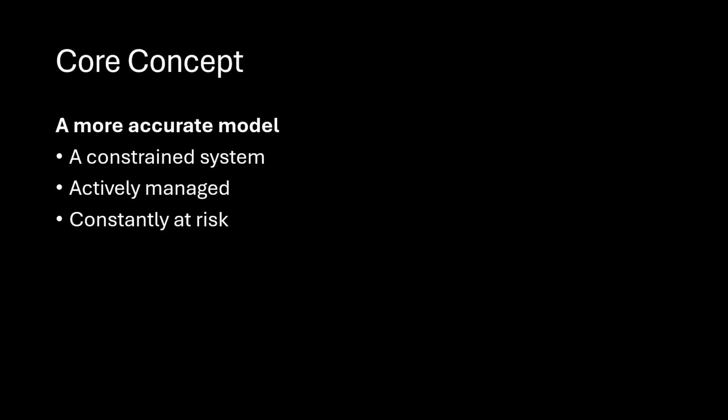Once you see the problem clearly, the definition of a cell changes. A cell is not a container. A cell is a constrained system, actively managed and constantly at risk. It survives not because chemistry behaves, but because the system continuously prevents chemistry from destroying itself. This reframing explains why regulation is everywhere in biology, why growth is dangerous, and why failure is not surprising.